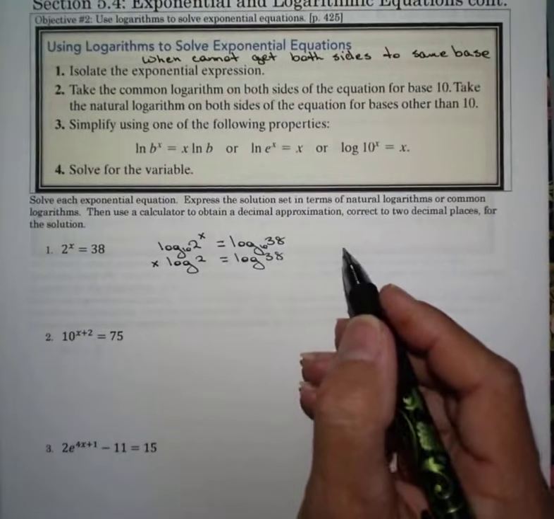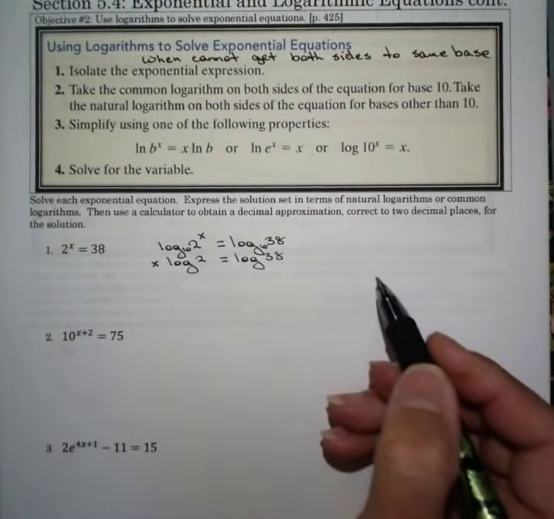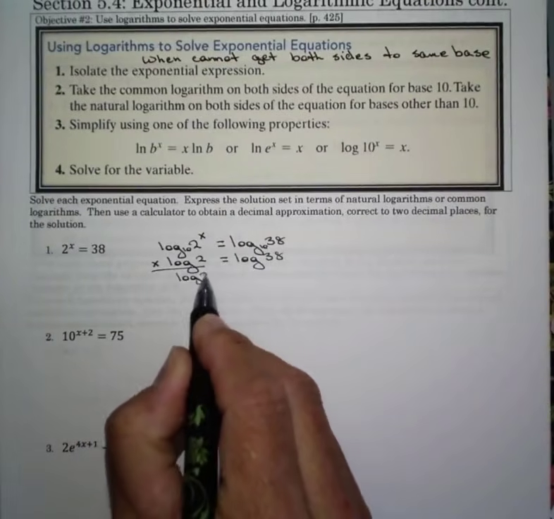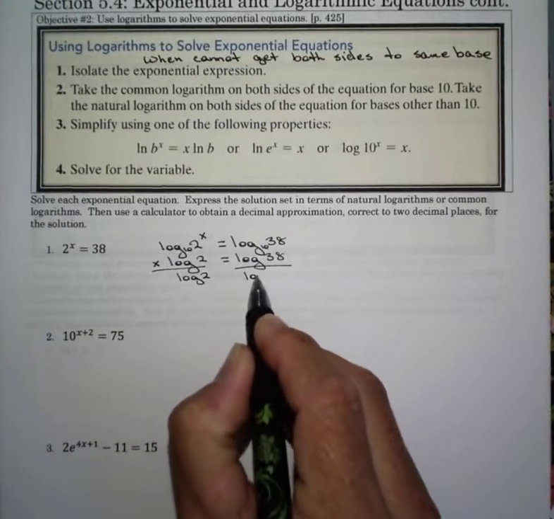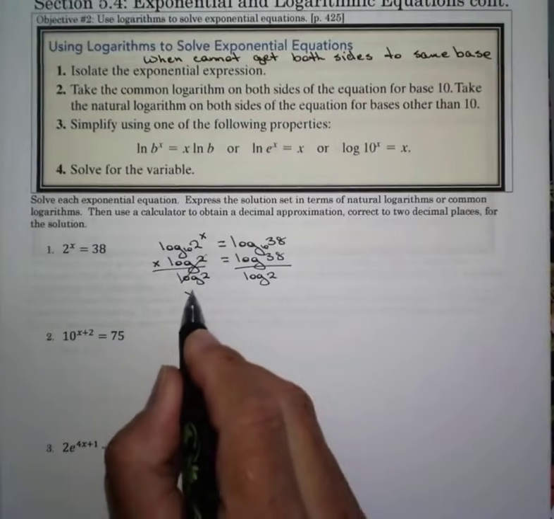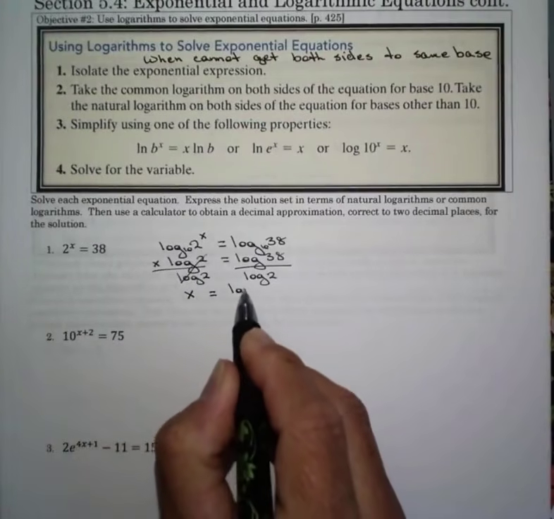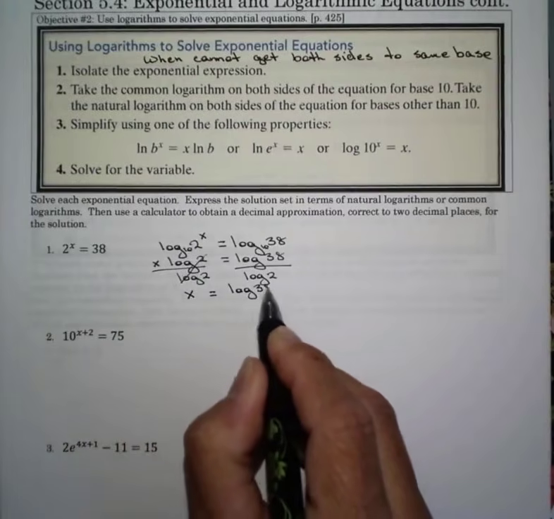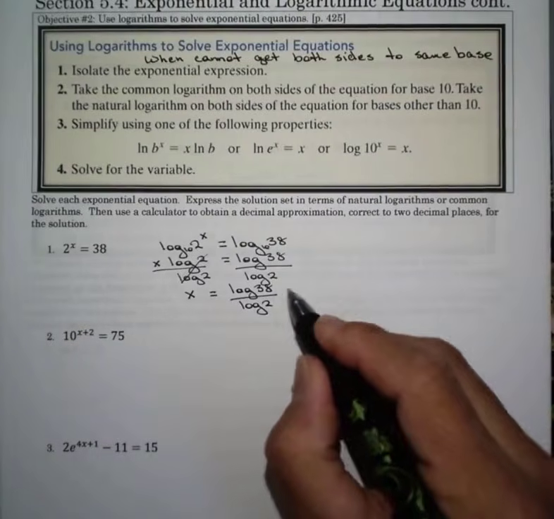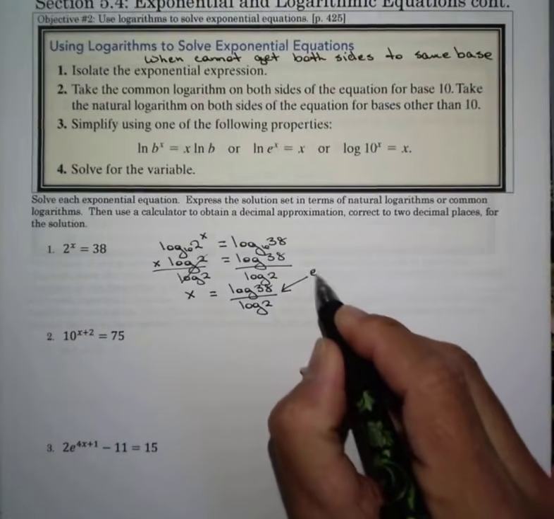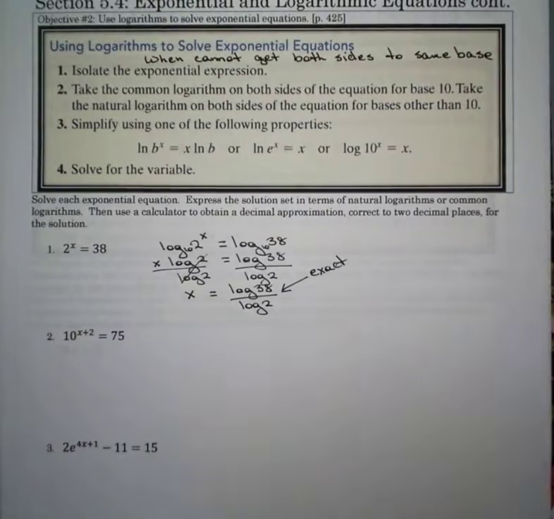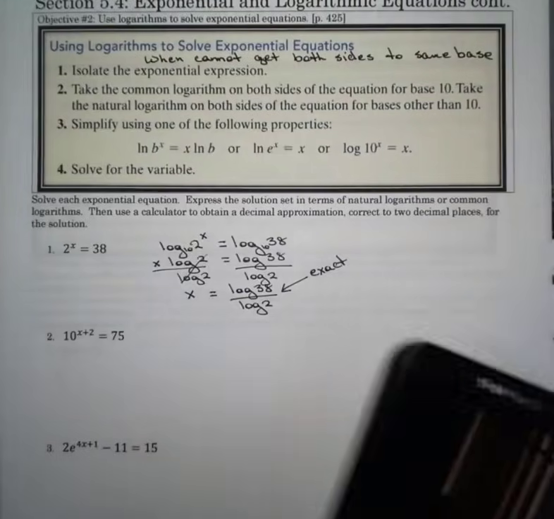Now, the next thing I'm going to do is say, well, I want to get x all by itself. So I'd have to divide by log of 2, and I'll have to do that to both sides. So when I finish that, I have x all by itself is equal to, and here's the exact answer, log 38 divided by log 2. If they ask for the exact answer, this is it, expressed as the 2 logs.